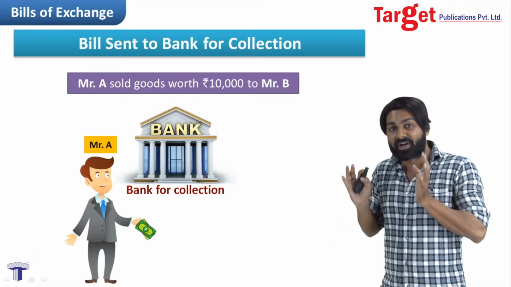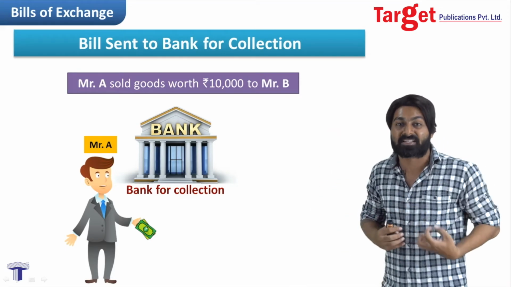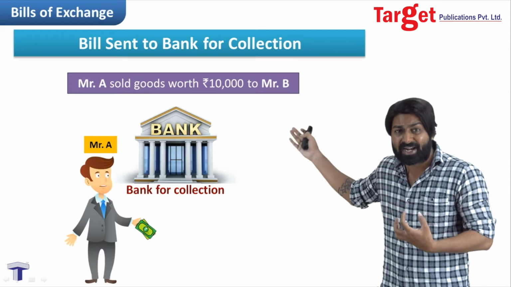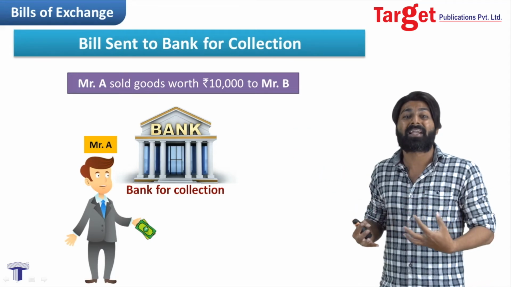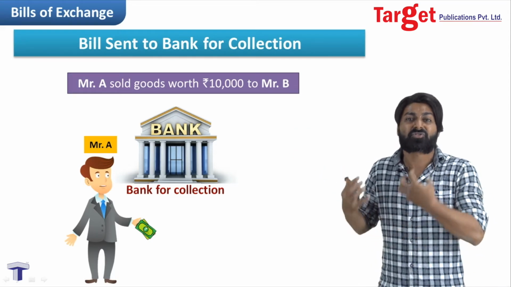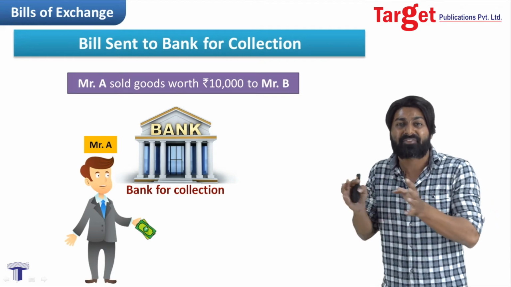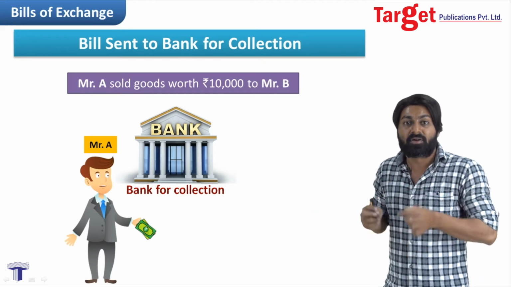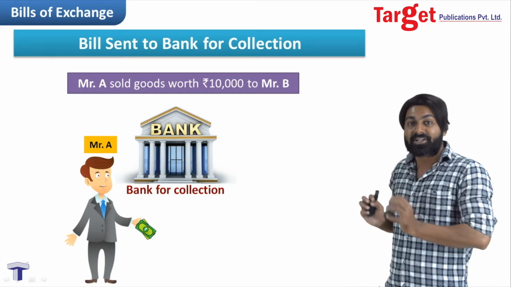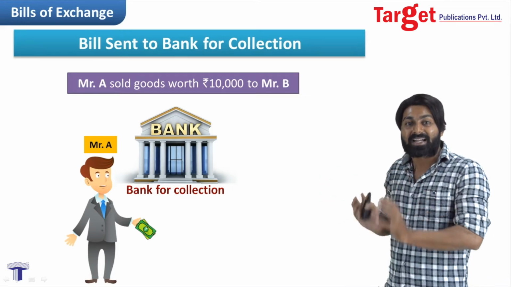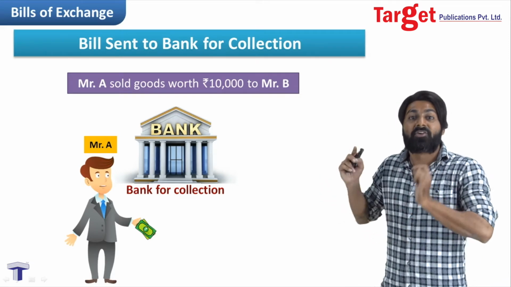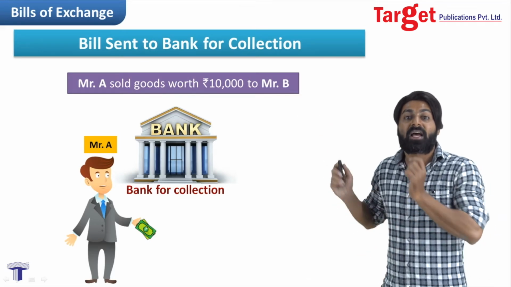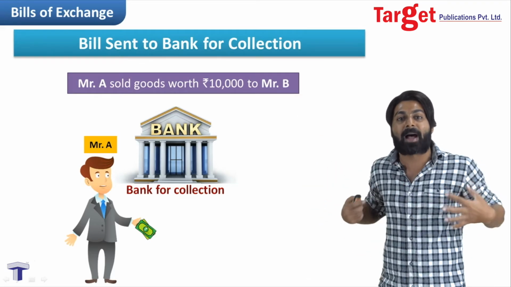So simply over here that bank is providing a service. What kind of a service is the bank providing? It is just collecting money on behalf of Mr. A. That means the drawer doesn't have to go to each and every drawee to collect cash. He will instruct the bank that you take all these bills and collect money on each and every due date from each and every respective drawee and deposit that money into my bank account.